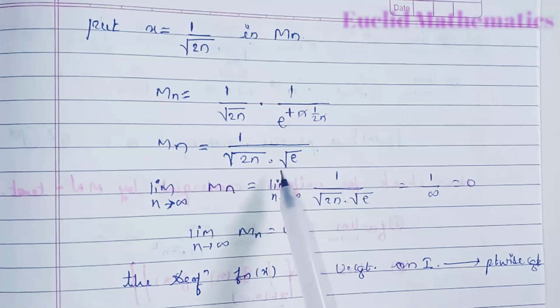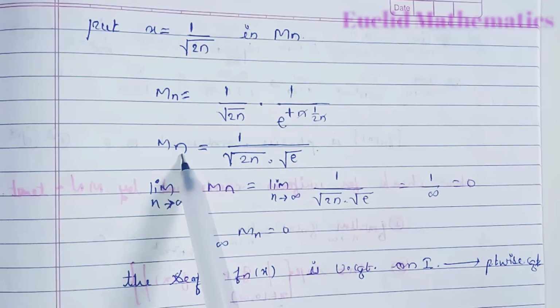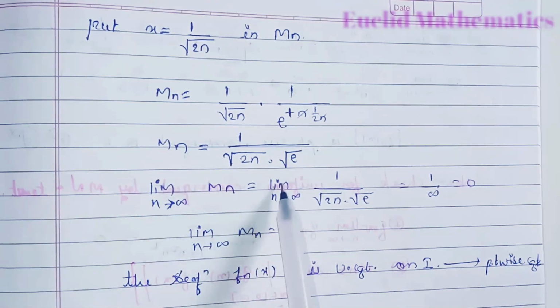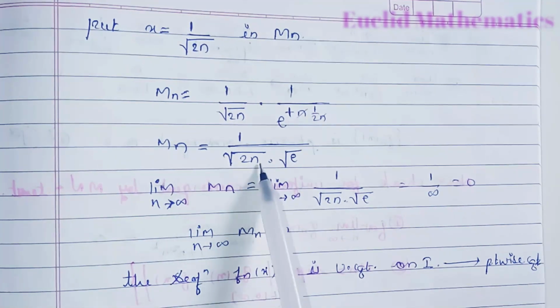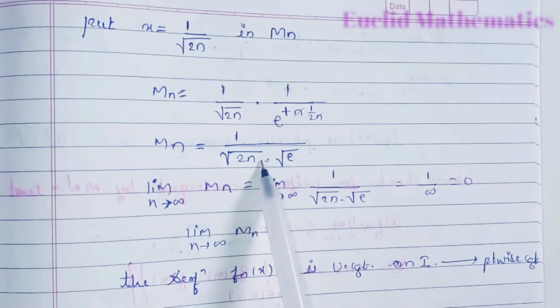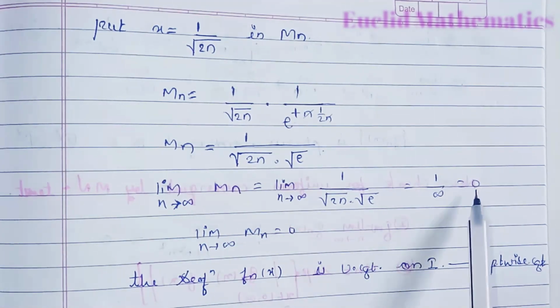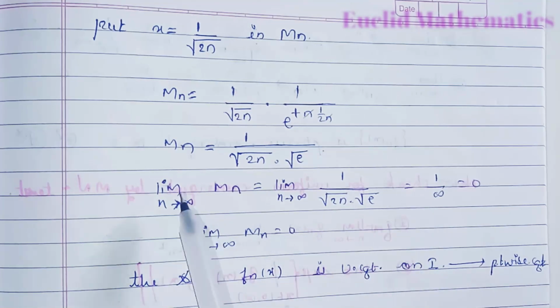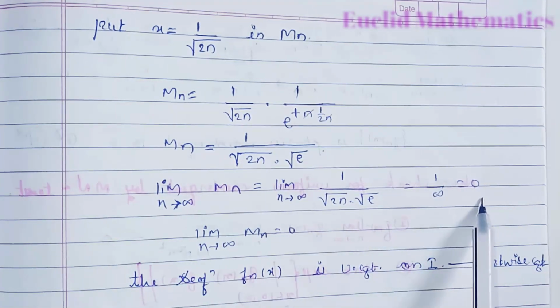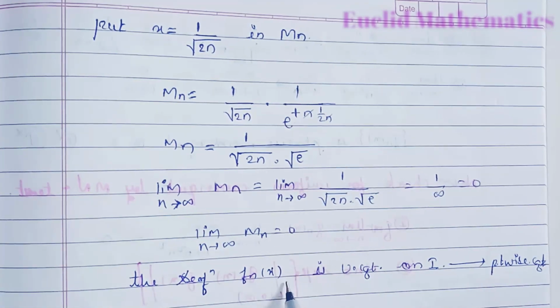E raised to power 1 by 2 means square root of e. Now our Mn test says that when we get the value for Mn, we have to apply the limit n tends to infinity on it. Mn has n in the denominator, and when n goes to infinity, the denominator goes to infinity, so Mn goes to 0. And the Mn test says that if the limit of Mn as n tends to infinity is 0, then our sequence of functions fn(x) is uniformly convergent on I.